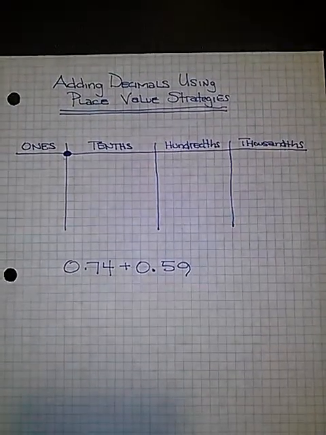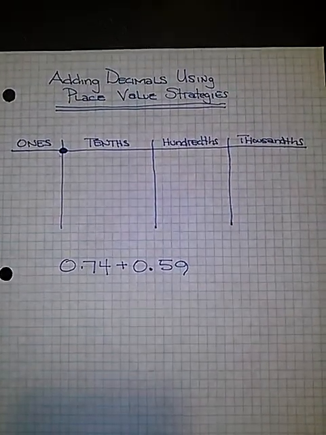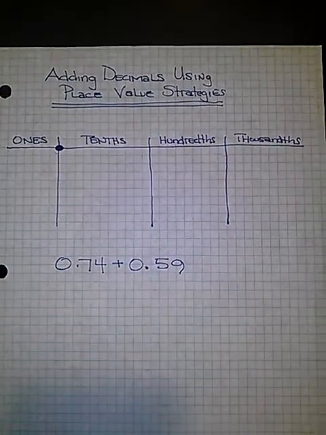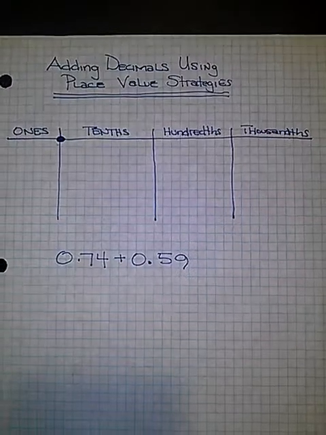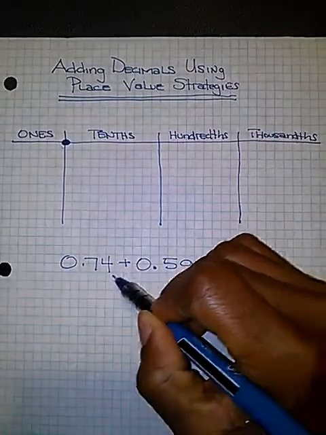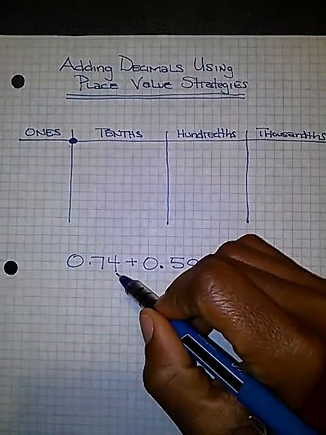Today we will find the sum of 74 hundredths and 59 hundredths using a place value chart. We will start by using circles to represent the place value of each of the two add-ins. We will start with 74 hundredths.